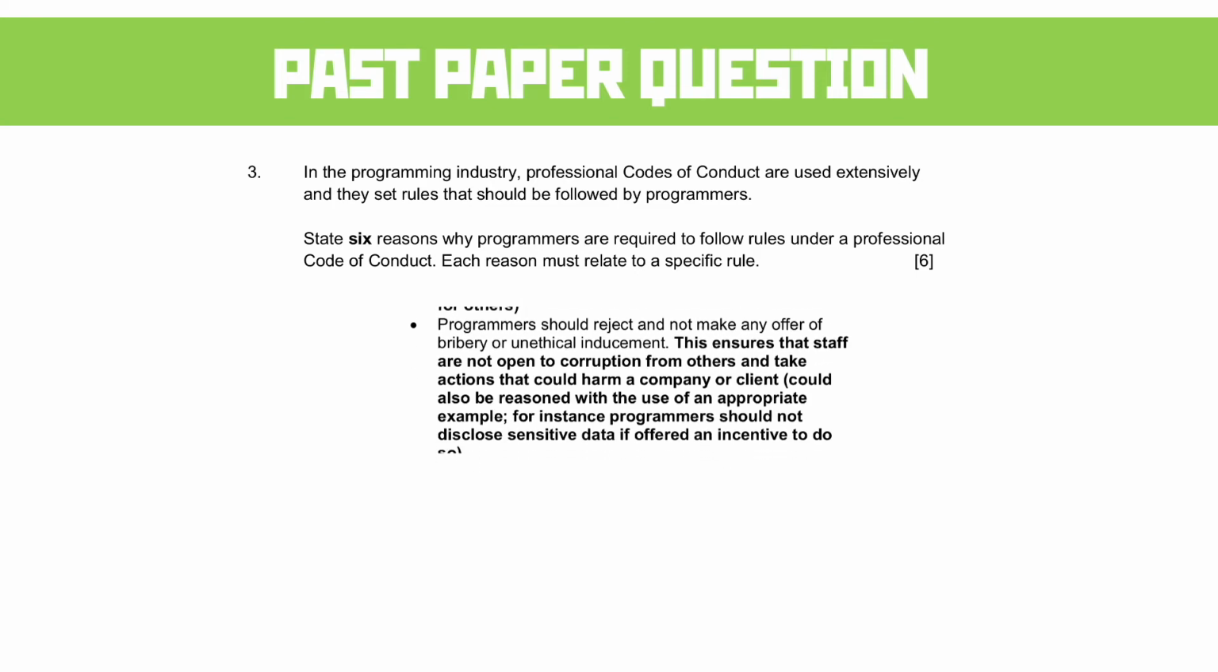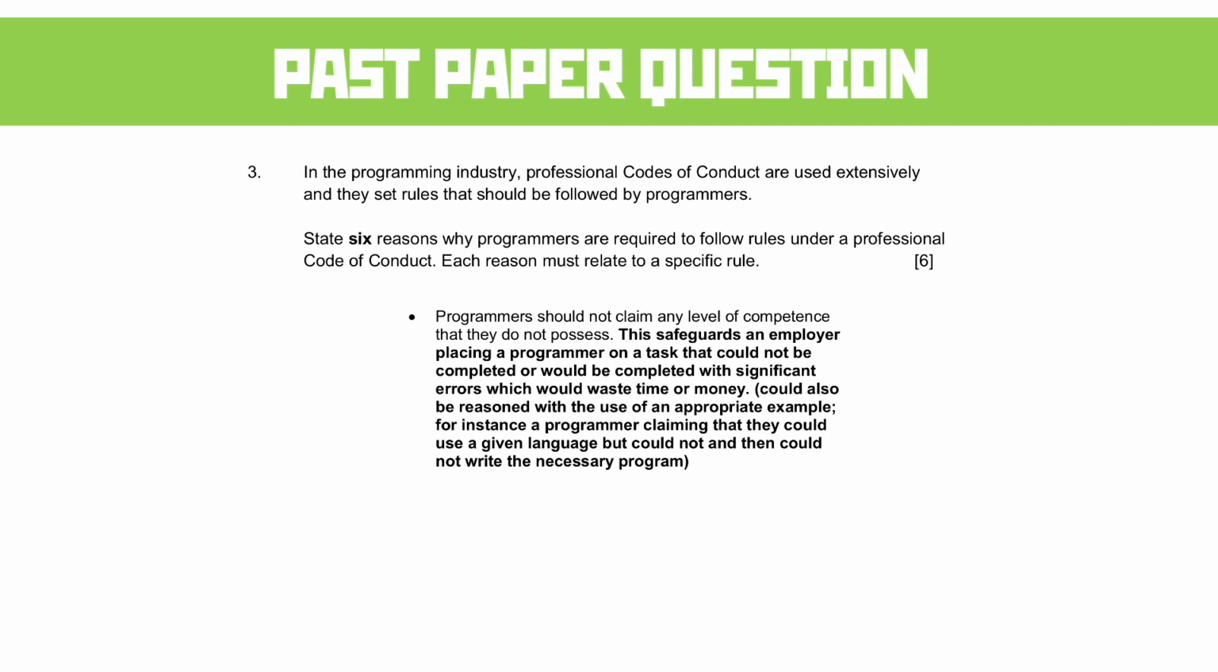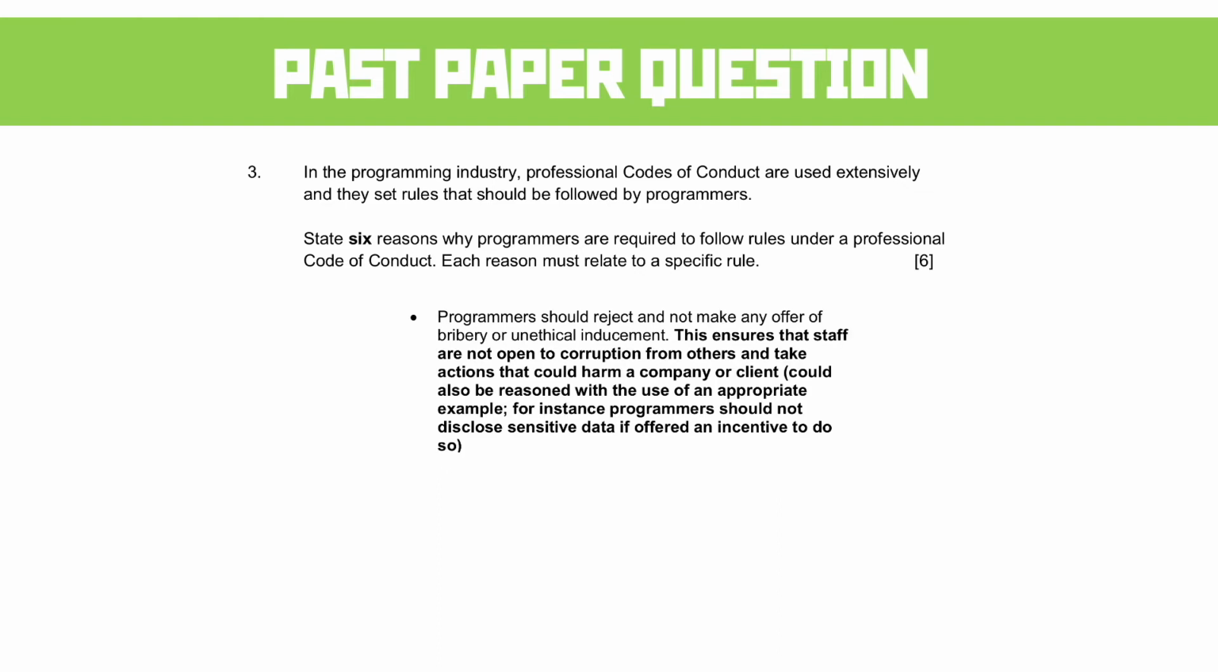Programmers should reject and not make any offer of bribery, so we don't want there to be any implication of corruption within the company, no disclosure of sensitive data if you're offered an incentive to do it. The selling of location data was big business, and this is quite rampant in some weather apps that you may have downloaded because they have to ask for permission for your location. And of course, weather apps always get that permission because it makes sense why a weather app would want your location. But what a lot of them have started doing, which is a bit morally dubious and would certainly be outside the realms of a code of conduct, is in the background then they are selling that data on so that people can track and advertise to you.